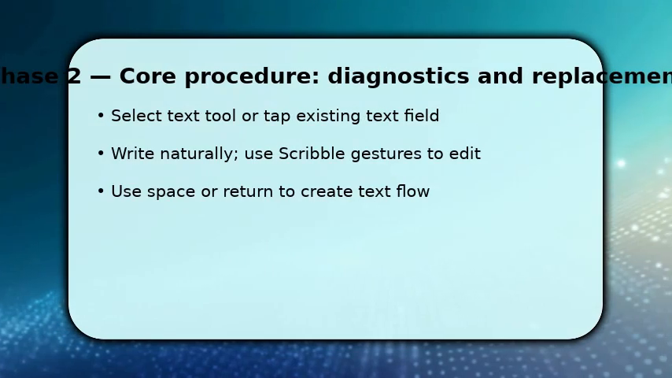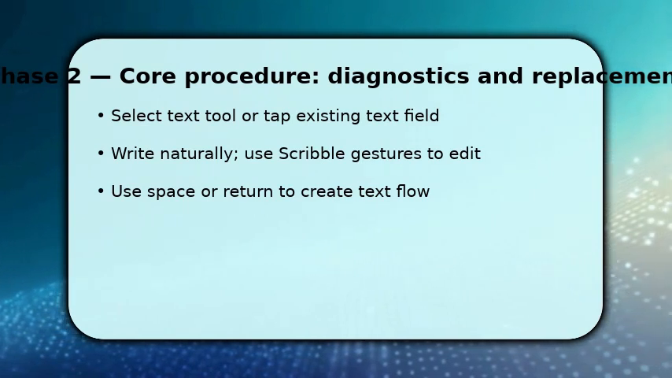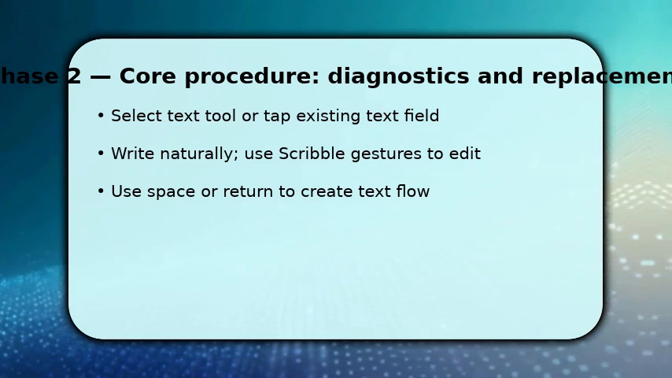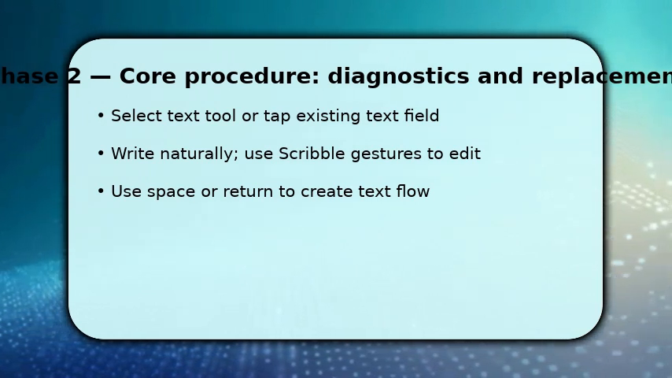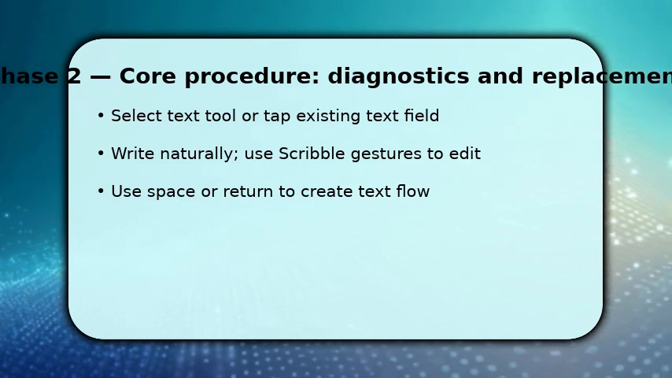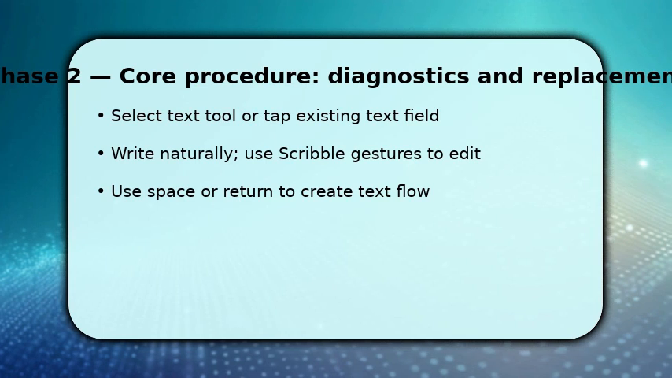You now write directly with the pencil in the text field. Scribble converts strokes into typed letters as you go, so write naturally and at a steady pace. Use Scribble gestures for editing: scratch to delete, draw a vertical line to join, or circle to select. These make quick corrections without keyboard taps.